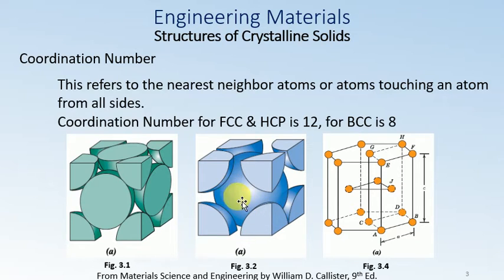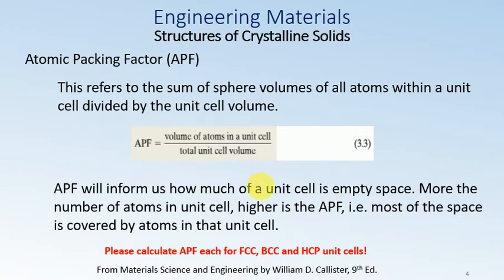Just take into account the cube edge length, how many atoms are present inside, what is their total volume, and what is the space left vacant or free, not occupied by these atoms. The ratio of that gives you the atomic packing factor, that is, the volume of atoms in a unit cell over the total unit cell volume. This gives you the atomic packing factor. Atomic packing factor, as I said earlier, informs us how much of a unit cell is empty space.